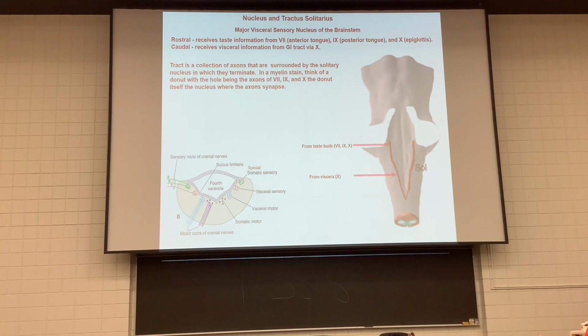So again, the tract is a collection of axons, and they're surrounded by the solitary nucleus, and that's where they're going to terminate. You can kind of think of it as a donut. The hole is where the axons are located, and then they peel off and will synapse at different levels in that nucleus. And I already said that it has a pretty wide rostrocaudal extent.